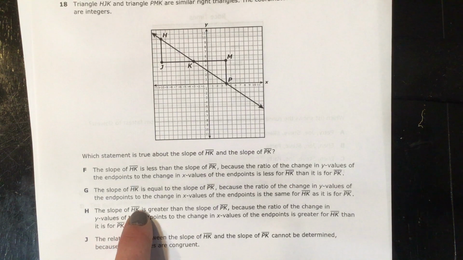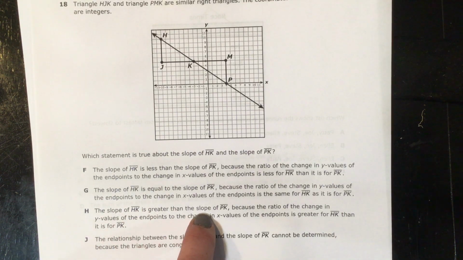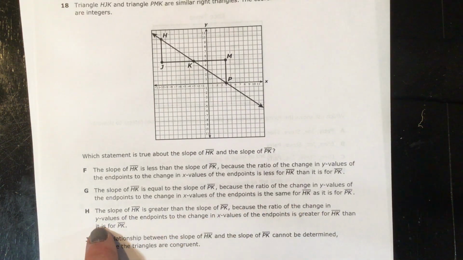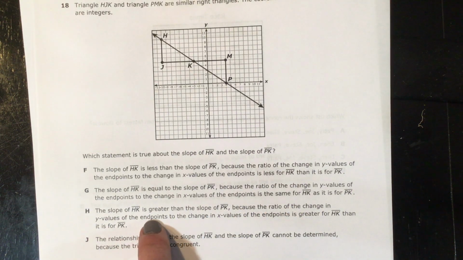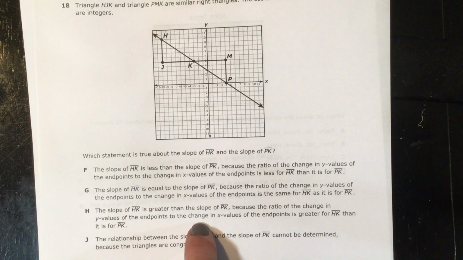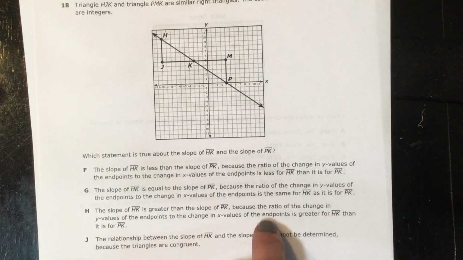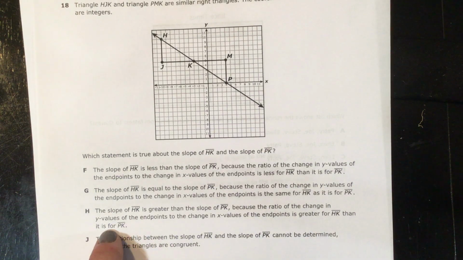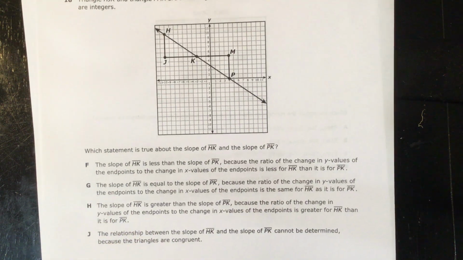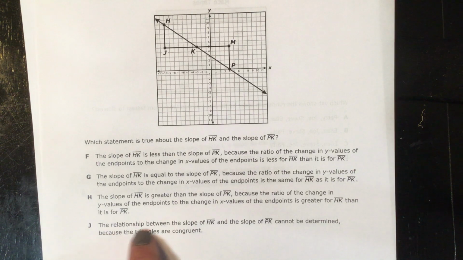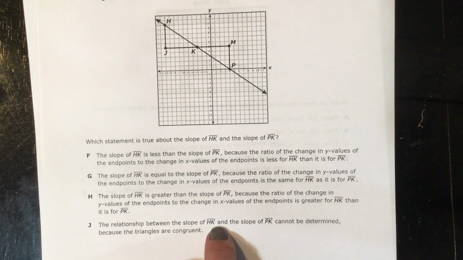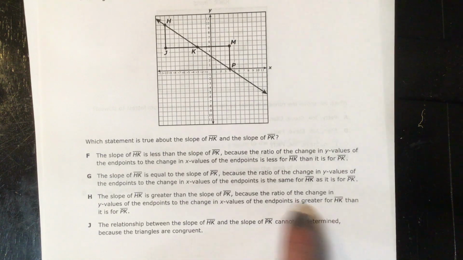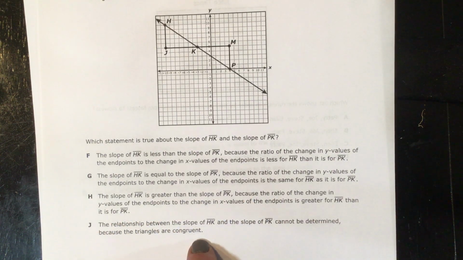H. The slope of segment HK is greater than the slope of segment PK because the ratio of the change in y values of the endpoints to the change in x values of the endpoints is greater for segment HK than it is for segment PK. J. The relationship between the slope of segment HK and the slope of segment PK cannot be determined because the triangles are congruent.